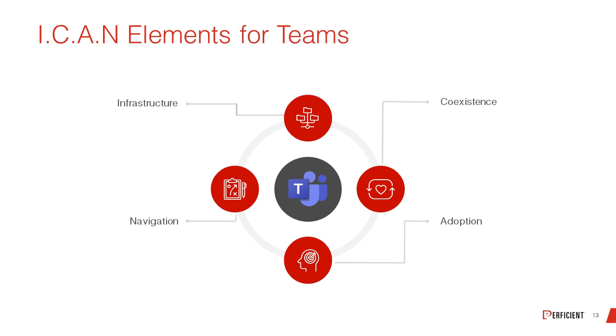So the ICANN elements for Teams really boil down to these 4 pieces: infrastructure, which is the group that I work in, coexistence, how you manage adoption, which includes organizational change management and adoption change management, and then the navigational aspects. And really that is the point A to point Z. What's the roadmap? How do we get there? What steps do we have to take, et cetera, et cetera.